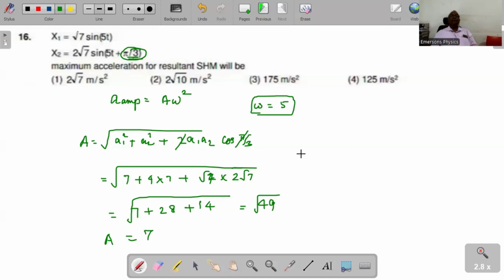So 7 meter. Acceleration amplitude will be equal to A omega squared, where A is 7 and omega squared is pi squared, 25. 7 into 25 is 175 meter per second squared is the answer.